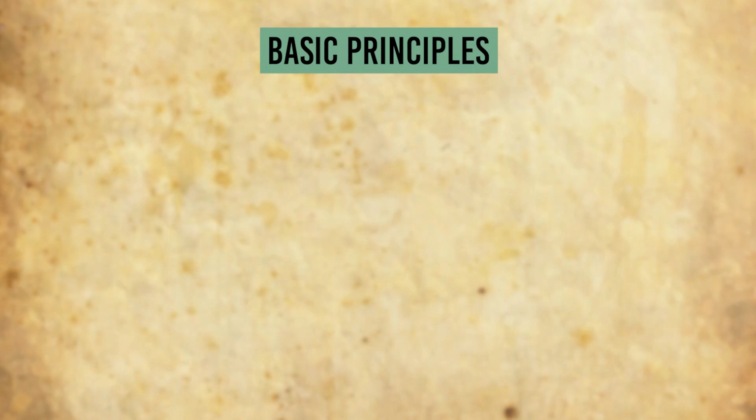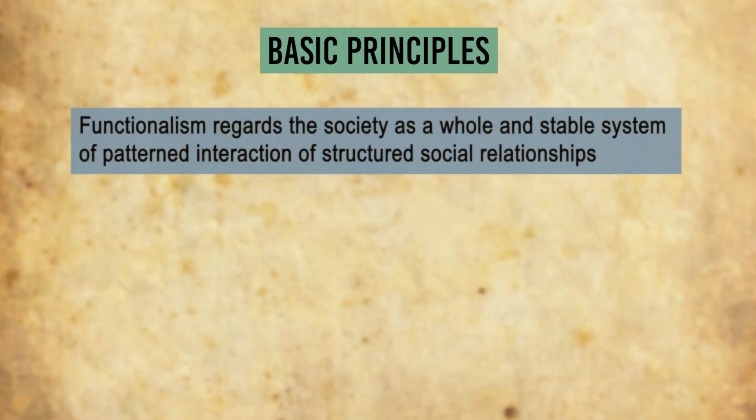Next, functionalists regard society as a whole and very stable system of patterned interactions, of structured social relationships. Why are they talking about stable relationships, a stable system? Because remember, why did functionalism arise? It started in order to maintain order and harmony. So they are talking of stability of patterned interactions over here.